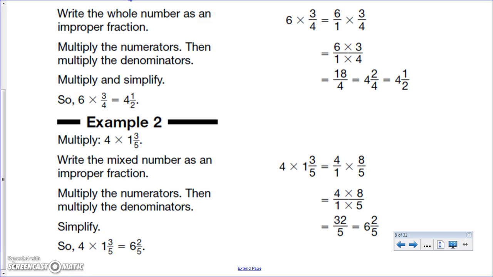Then the 4 is the whole number, goes over a 1, so now we have 4 over 1 times 8 over 5. Then we're going to multiply across. 4 times 8 is 32, 1 times 5 is 5, so we get 32/5. 5 goes into 32 6 times with 2 left over, so we get a mixed number of 6 and 2/5.